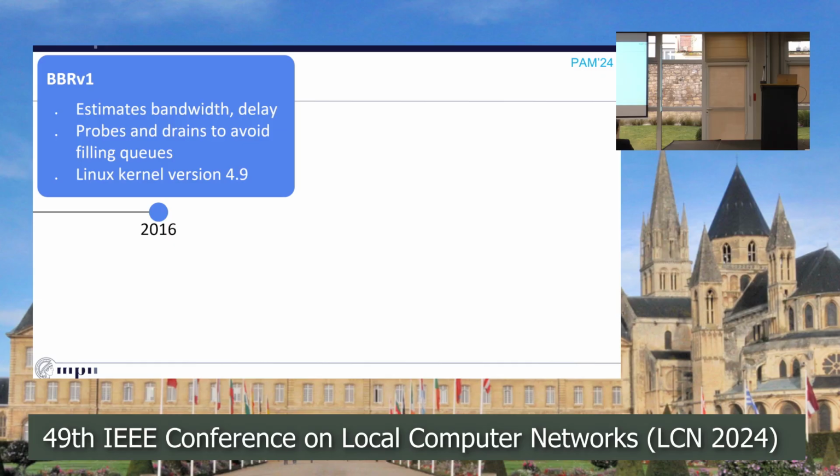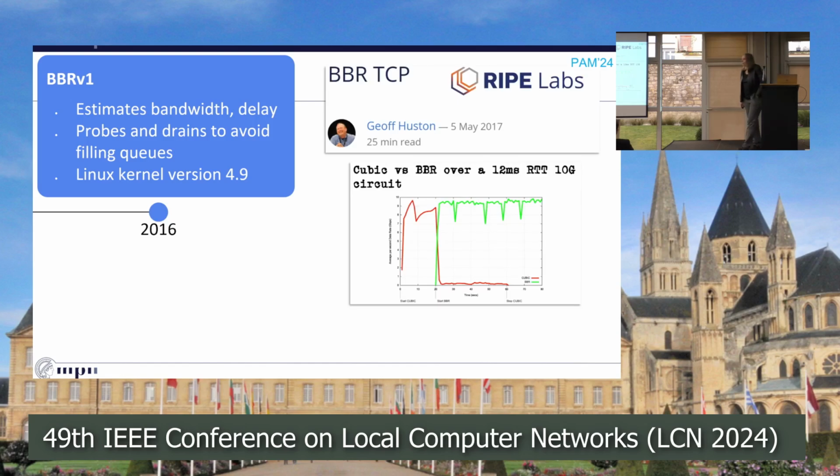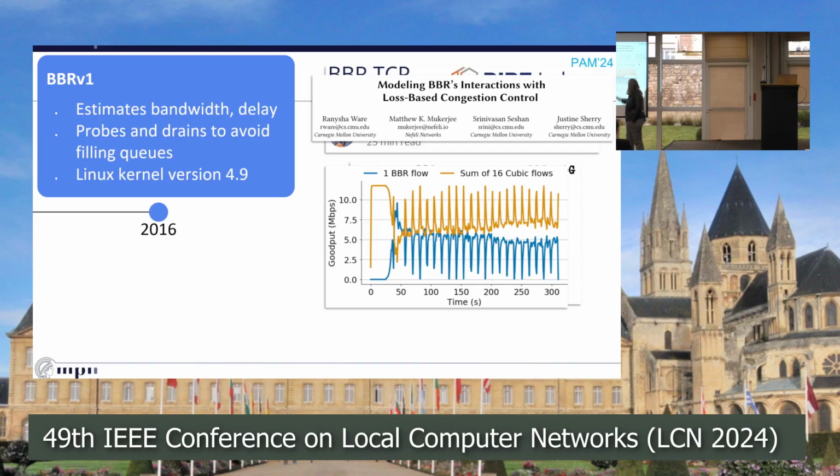So BBR v1 was set up in 2016. And there were already some signs that there might be some problems there. If you look at cubic versus BBR, you see that the red curve, cubic traffic, completely drops down, and the green curve comes up. And this is not just true for a single cubic flow, but also when you have 16 cubic flows versus one BBR flow, you still see a lot of unfairness. Now the question is, is fairness really desired? Well, that is something that we all need to answer.